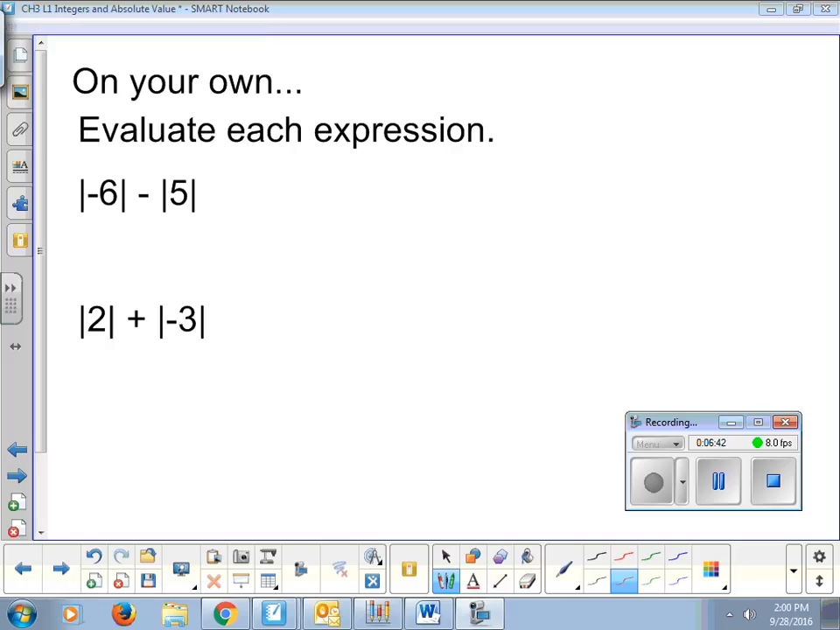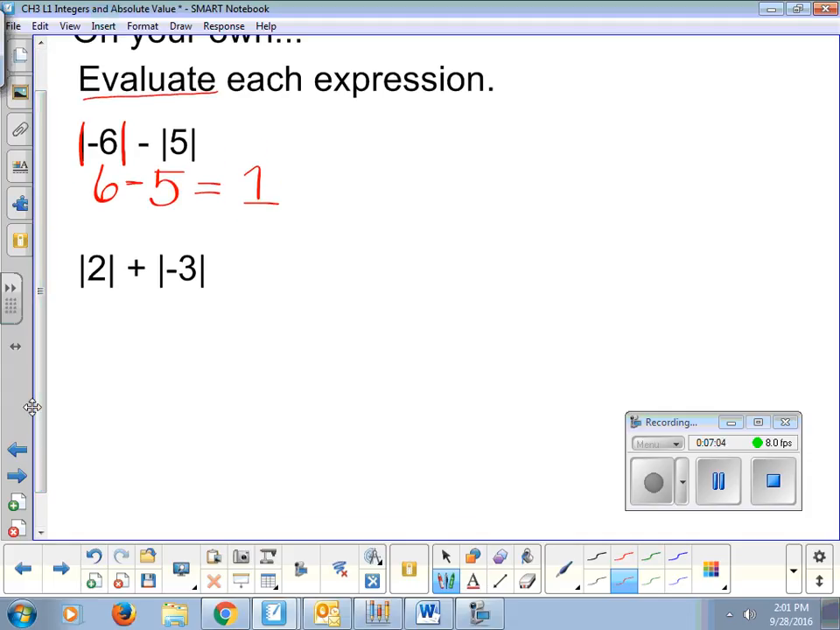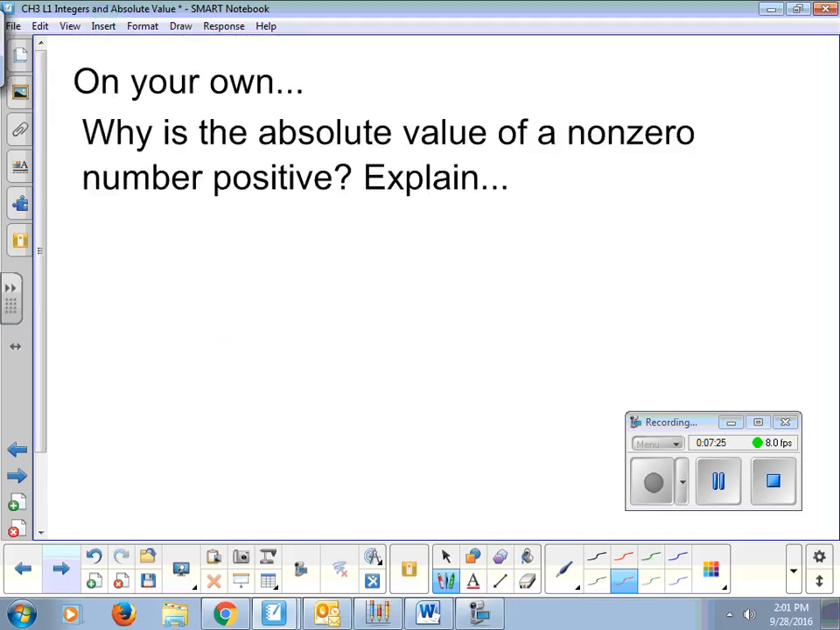When we're evaluating, we know that evaluate means solve. I want to look at my numbers inside my absolute value bars. What is the absolute value of negative 6? 6, and I'm going to bring down my minus sign. What is the absolute value of 5? 5. What is 6 minus 5? 1. There's my answer. For the next one, what is the absolute value of 2? 2. And what's the absolute value of negative 3? 3. Bring down my plus sign. 2 plus 3 gives me 5. So when you evaluate the expression, you evaluate inside your absolute value bars before you add or subtract.